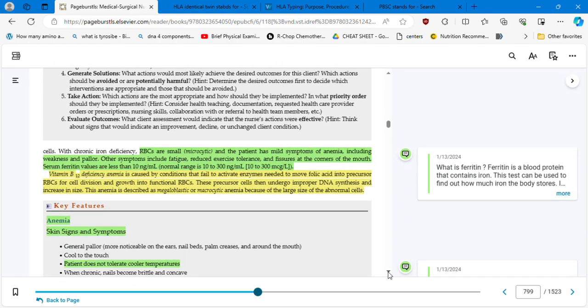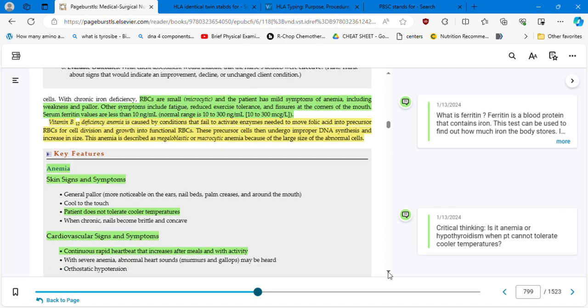Okay, so RBCs are small, microcytic, and the patient has mild symptoms of anemia, including weakness and pallor. Other symptoms include fatigue, because of course we have low RBCs, that means low hemoglobin, that means poor oxygen. Reduced exercise tolerance and fissures at the corners of the mouth, right?